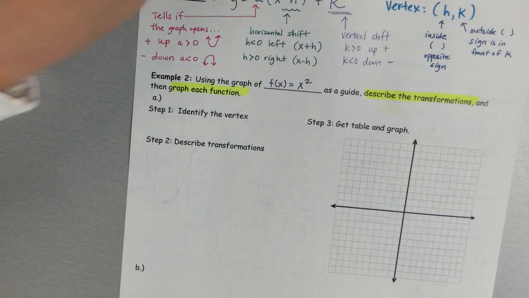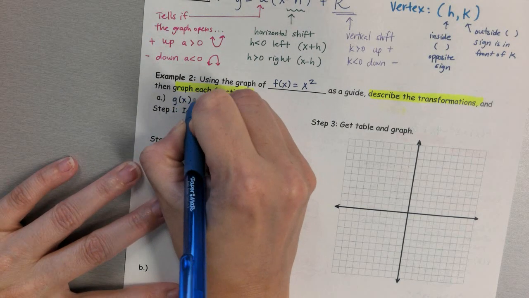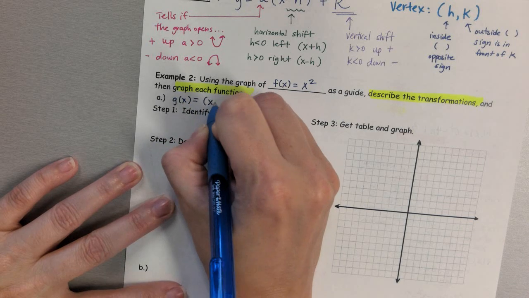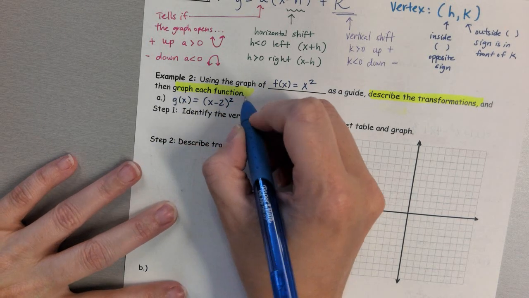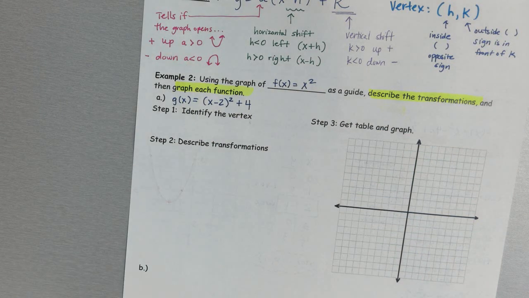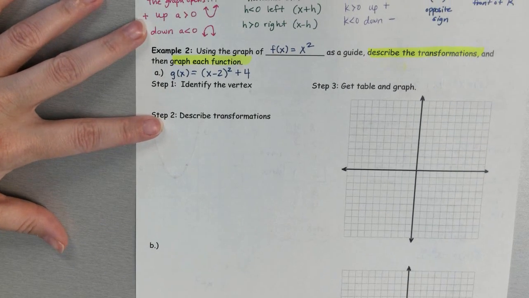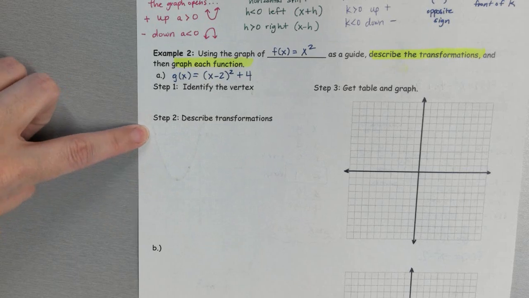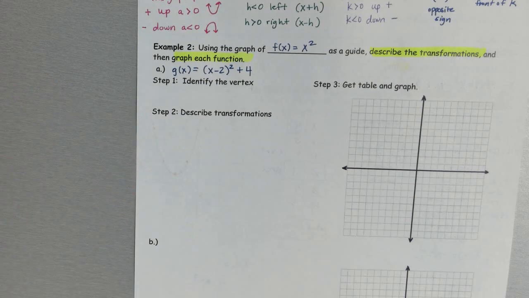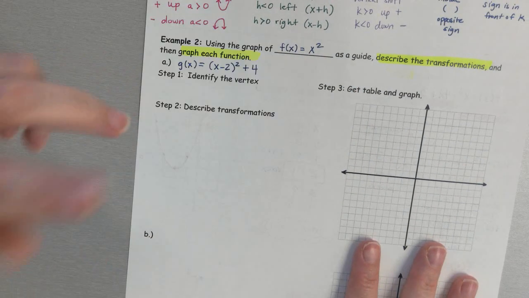Our first equation is g of x equals (x minus 2) squared plus 4. And again, just notice on every example that we do, the first one, I'm going to give you directions. And then the second one, you're going to do this. So this is to help you when you're doing your homework. If you're not sure where to start, go back to the first one and it'll tell you your steps.